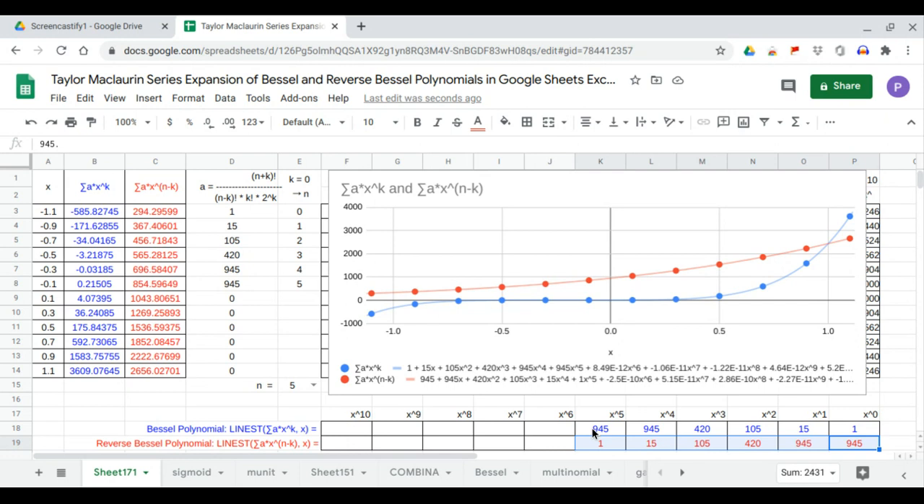This completes the use of the Google Sheet and Excel functions to generate the Taylor series expansion of Bessel and reverse Bessel polynomials.